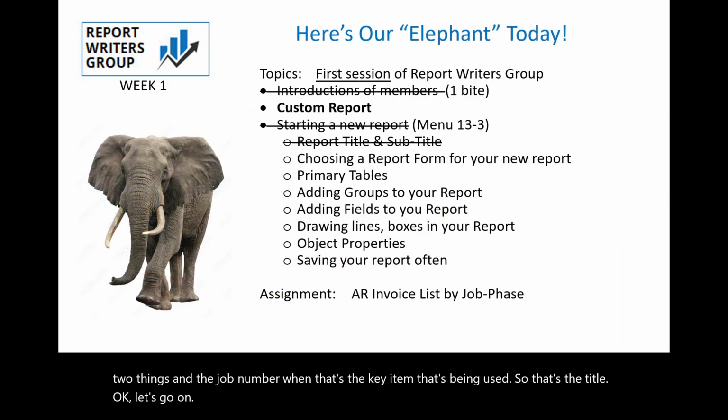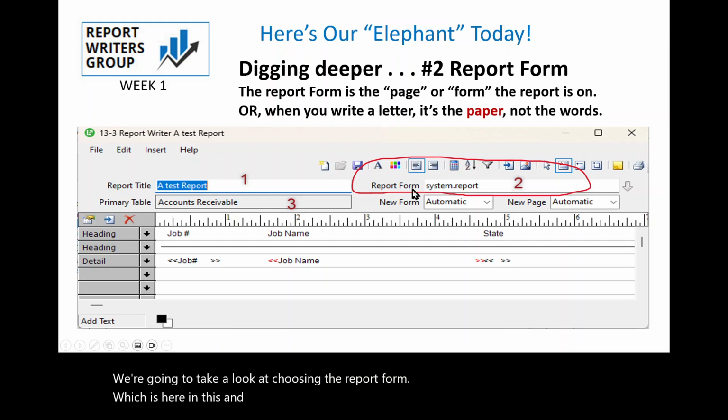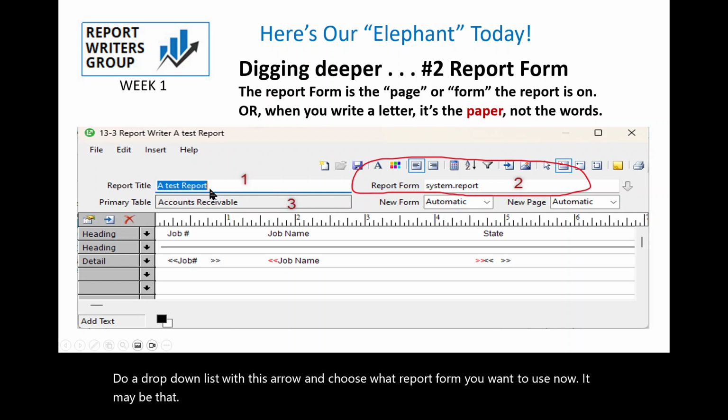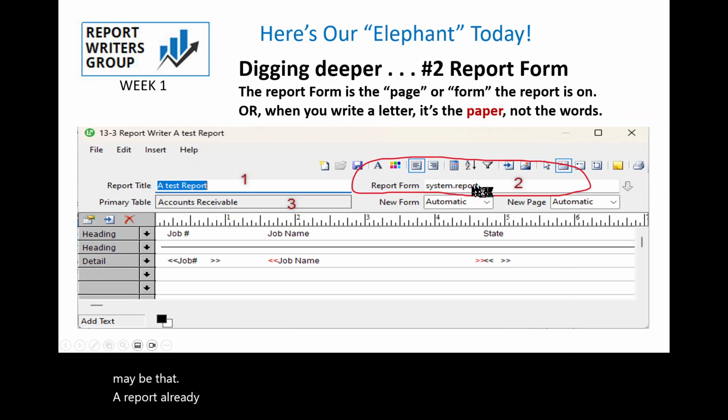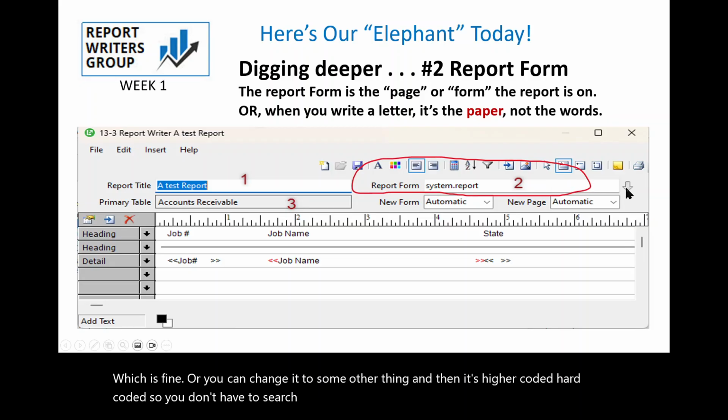We're going to take a look at choosing the report form, which is here. And report form is a selection that you can do a drop-down list with this arrow and choose what report form you want to use. Now, it may be that a report already has one hard-coded in, which is fine, or you can change it to some other thing, and then it's hard-coded, so you don't have to search for it each time.